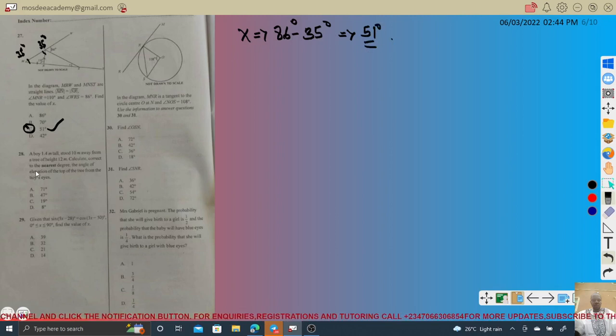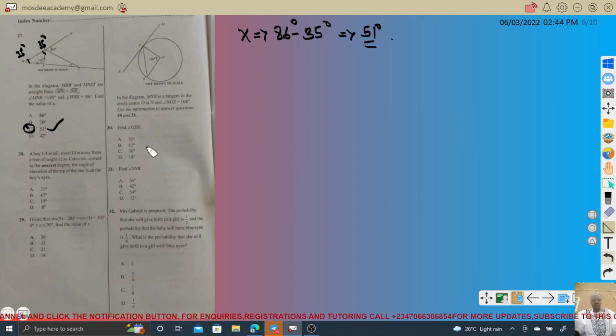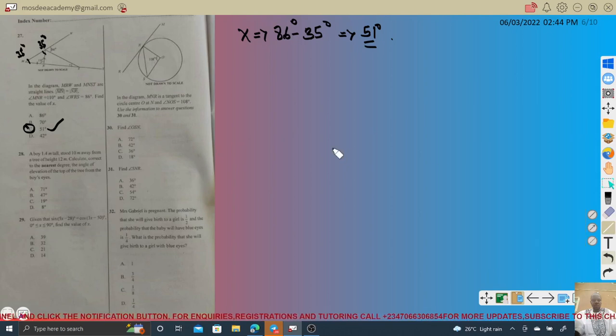The next one is we are told the boy stands 1.4 meter tall. Maybe I will draw this time around. I don't like drawing. Let me use a line diagram. It's 1.4 meter tall. Let's say this is the boy. What happened to him? He stood 10 meters away from a tree. So this is a tree.